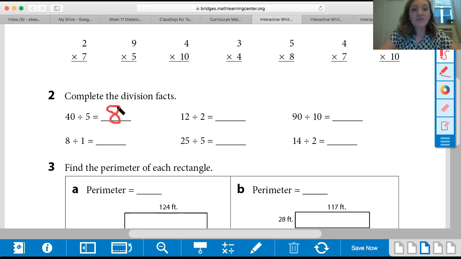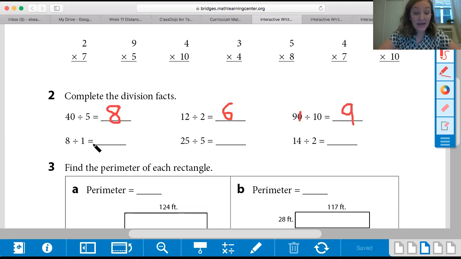So that's my answer here, 8. 12 divided by 2. What times 2 is 12? 6. 6 times 2 is 12. 12 divided by 2 is 6. 90 divided by 10. Basically, I'm just taking away a 0. My answer is going to be 9.